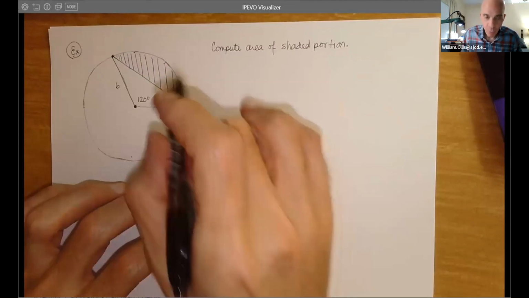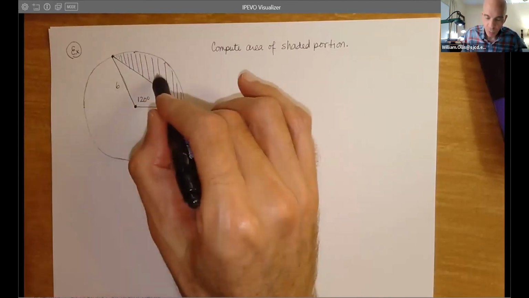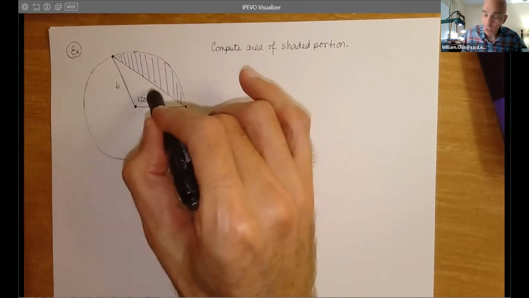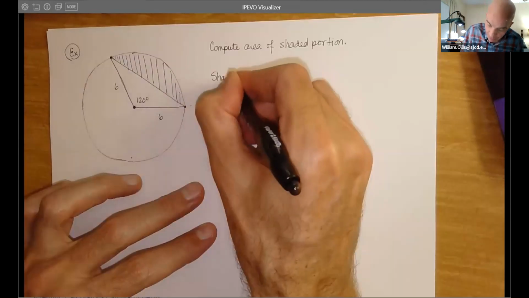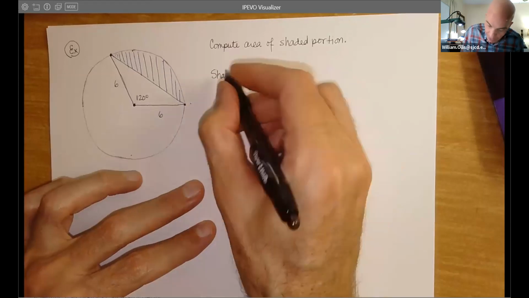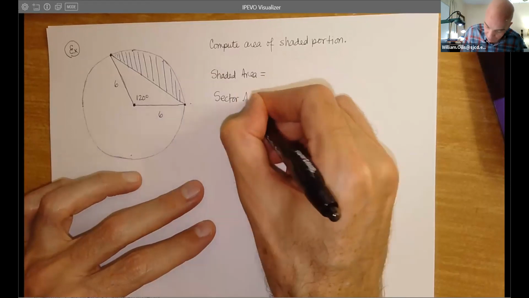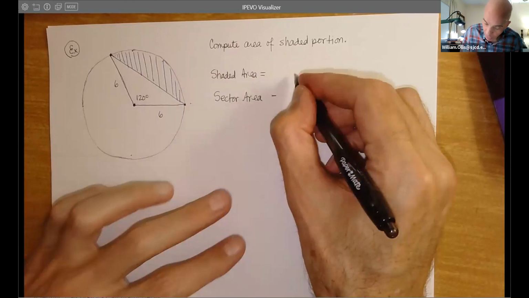Now, when we look at this, we're thinking, okay, well, this area is just the what? The difference between the sector area and the triangle area. So we'll say the shaded area will be the sector area minus, in this case, the triangle area.